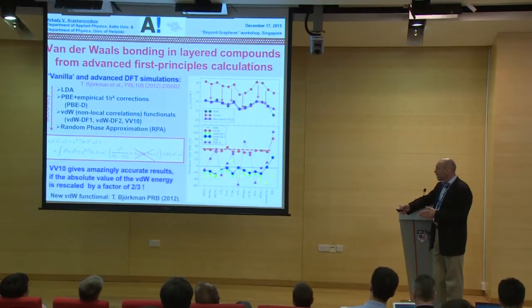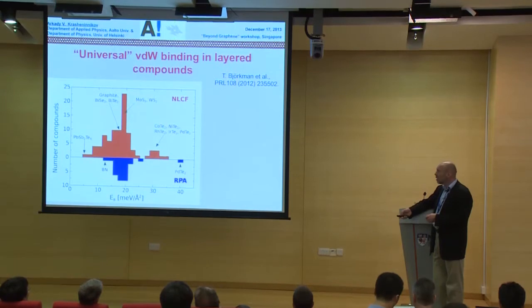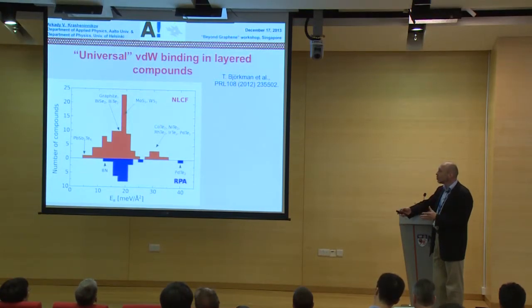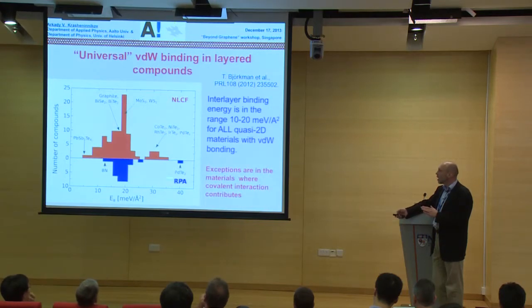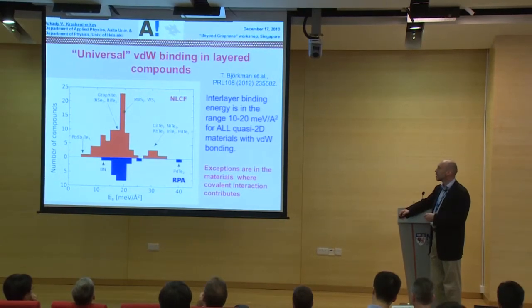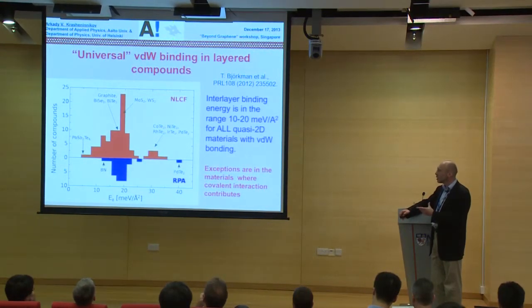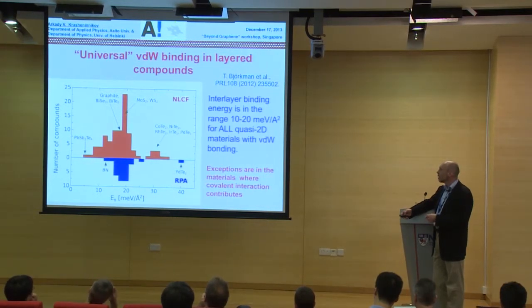And as for van der Waals interaction, it seems to be some sort of universal quantity, which only weakly depends on the compounds. It really doesn't matter if a system is metal or semiconductor. The values are in a pretty narrow range. And exceptions are normally the materials where you have weak covalent interaction. If you switch off van der Waals, you may still have weak bonding coming from essentially overlap of the orbitals, weak covalent interaction.